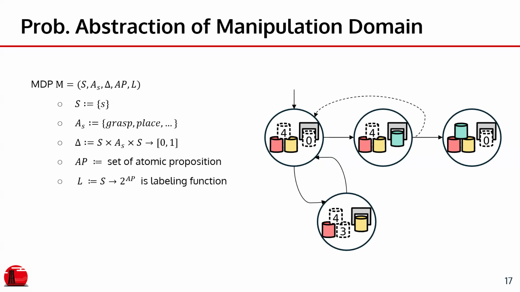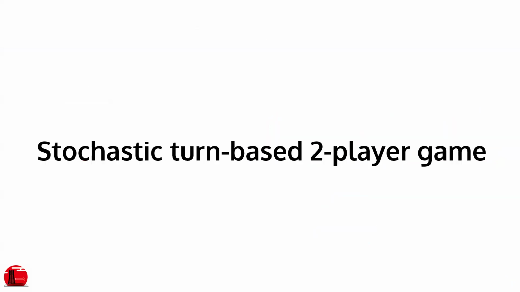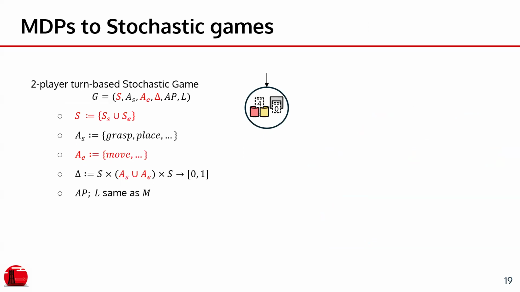Finally, we assign the initial state corresponding to the initial configuration of the workspace. Next, we will see how strategic and stochastic elements of the human and robot can be combined to form a two-player stochastic game. To capture a strategic human, we augment the abstraction with environment states corresponding to the human. The game, starting from the initial state, evolves in turns.